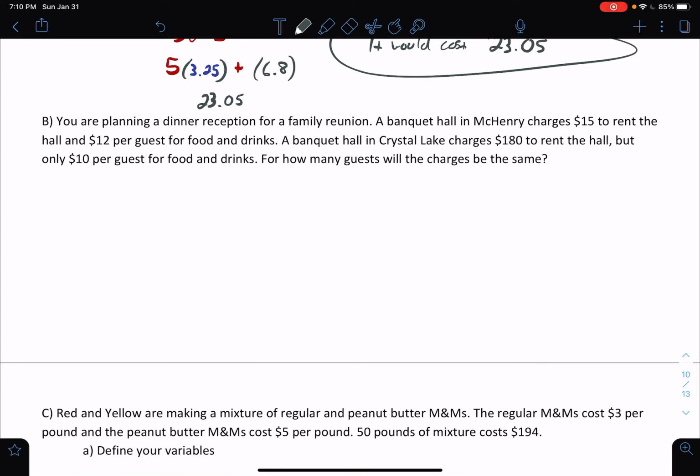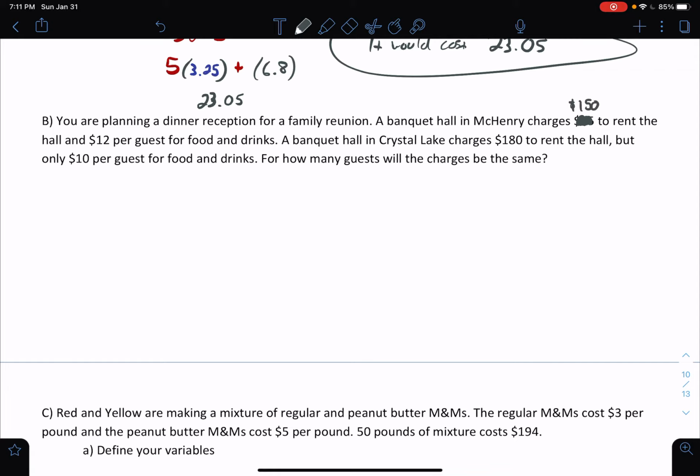You are planning a dinner reception for a family reunion. A banquet hall in McHenry charges $15 to rent and $12 per guest for food and drinks. A banquet hall in Crystal Lake charges $180 to rent the hall and only $10 per guest. All right, I think this is a typo. This is supposed to say 150, if I remember correctly.